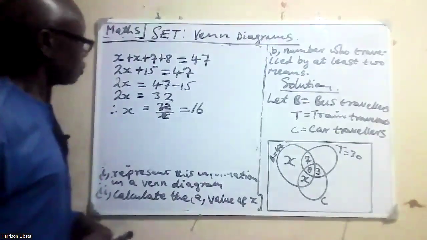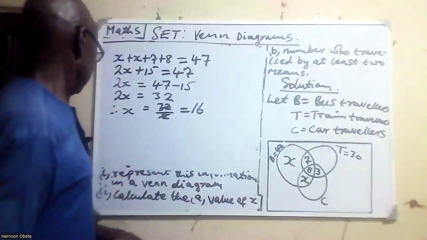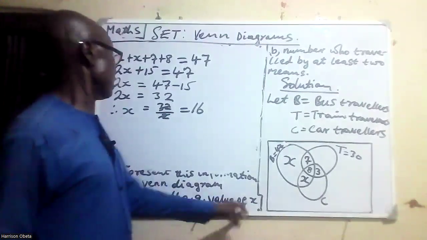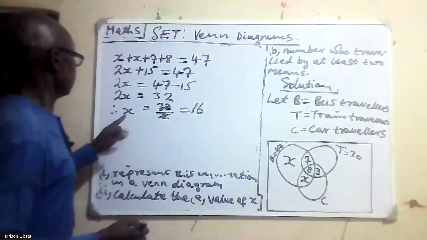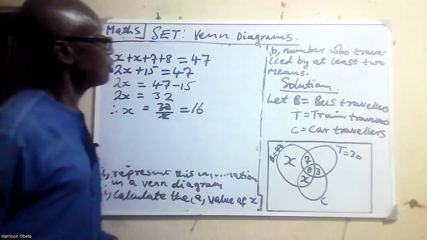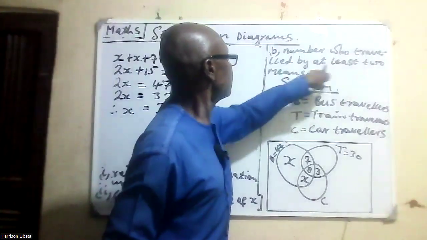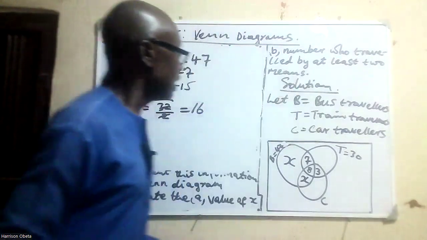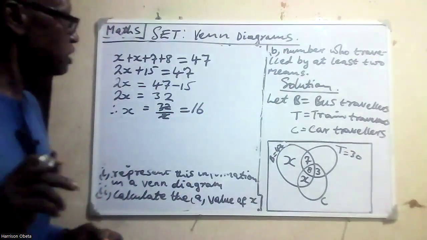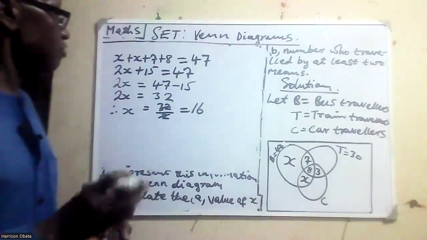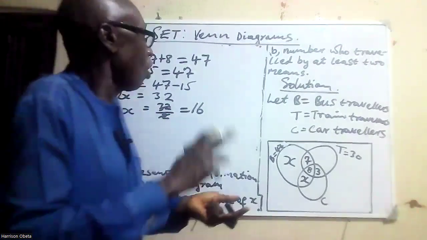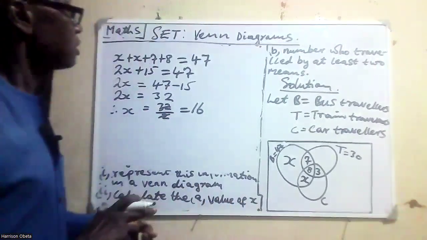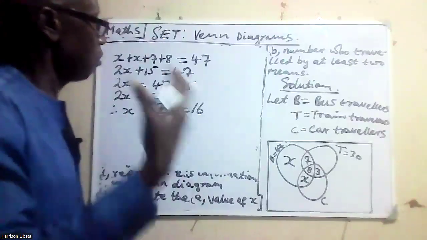Now, we were also told to find the number who traveled by at least 2 means. We have calculated the value of x now. Then x is equal to 16. At least 2 means means that they travel by either 2 means or more. At least means 2 or more.